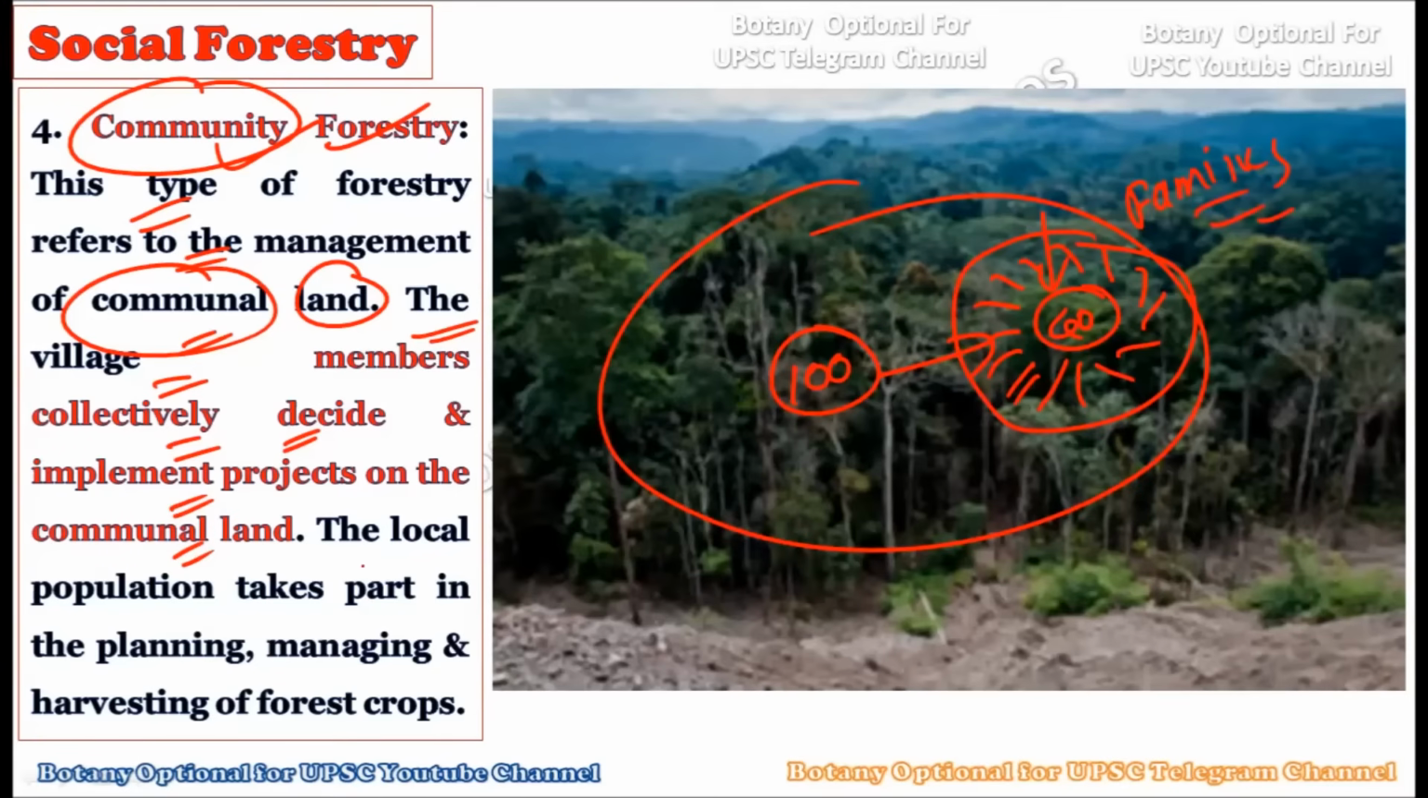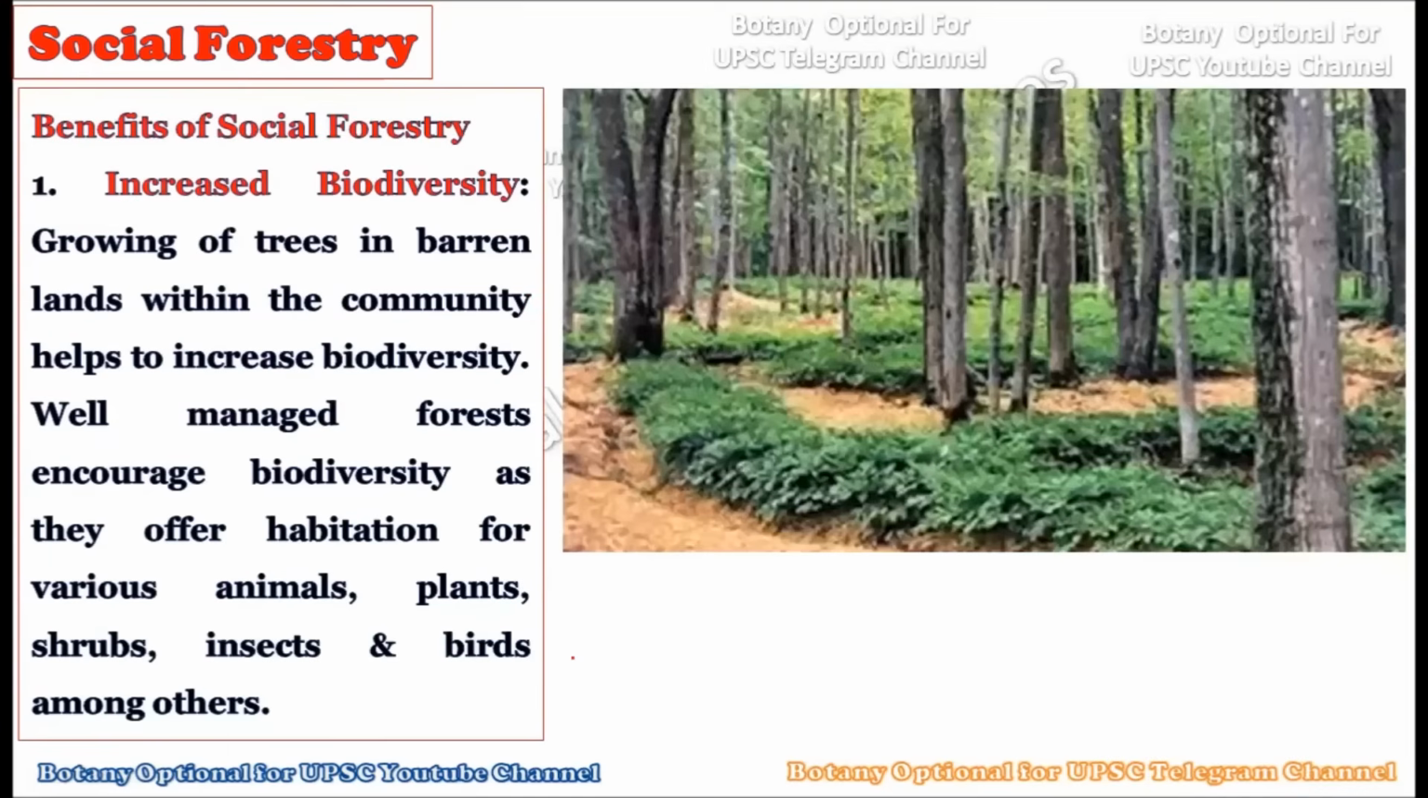Okay, now the local population takes part in the planning, management, and harvesting of the forest crops. Okay, so whatever the forest product is there, or whatever the forest crops are there, all of the population which belongs to that particular nearby community will be involved in this process, and they can take out the positive economic advantage out of it, and they can distribute between themselves. Okay, and that is why this fourth type of social forestry is called community forestry, because a community of people is involved. Okay, now let us consider what are the different benefits of this social forestry.